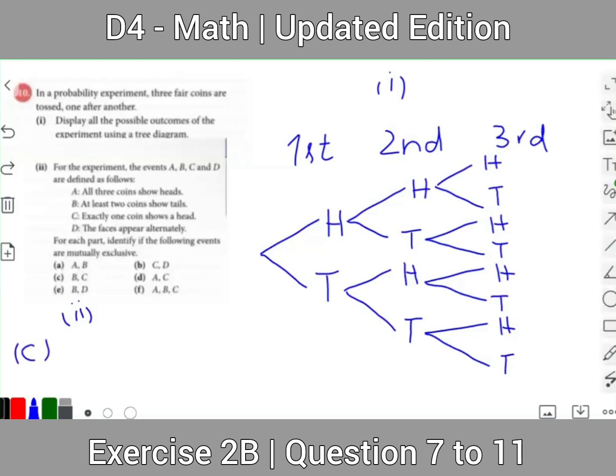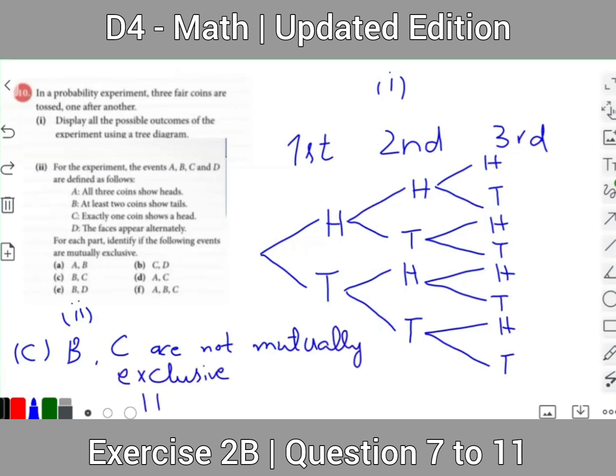Now in part C, we have B and C. B and C are not mutually exclusive, since the outcomes HTT, THT, and TTH are favorable to both events.